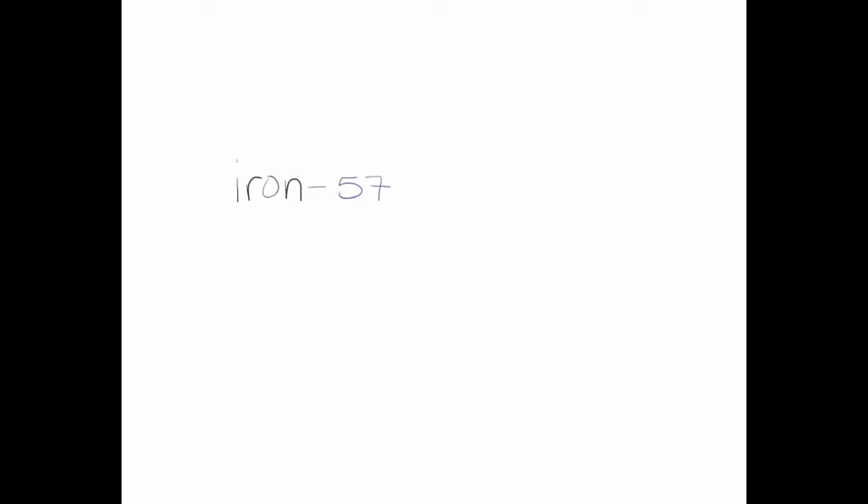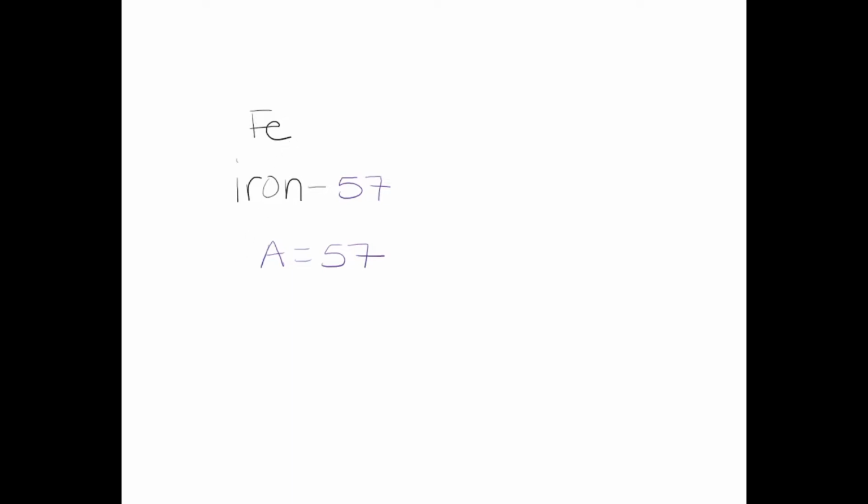To go from name to symbol notation, let's start by interpreting the two pieces of information provided in the name. The number 57 refers to the mass, A, of this specific isotope. The element, iron, has the symbol Fe.